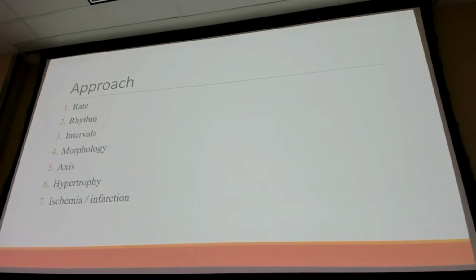That's all I have. All right. So here's our approach to EKGs. We look at the rate, rhythm, intervals, what kind of morphology we see, what the axis is, is there hypertrophy, ischemia, infarction? Really what we're looking for in the ER is any sort of arrhythmia, or any sort of ischemia or infarction. Those are the big ones.